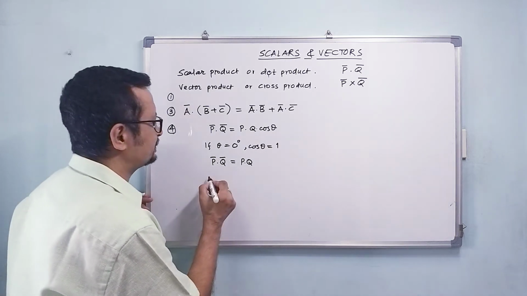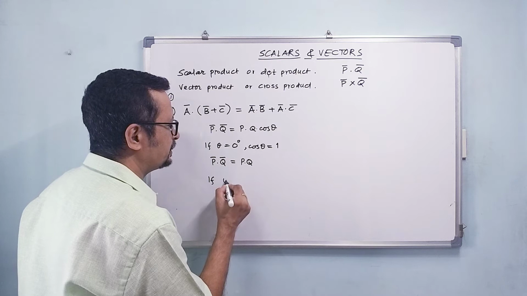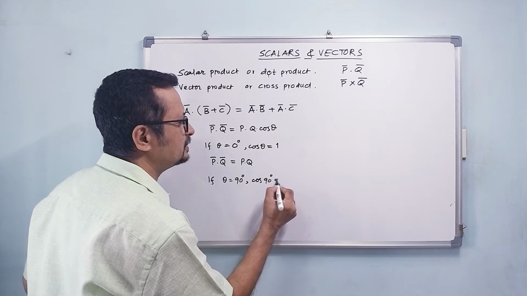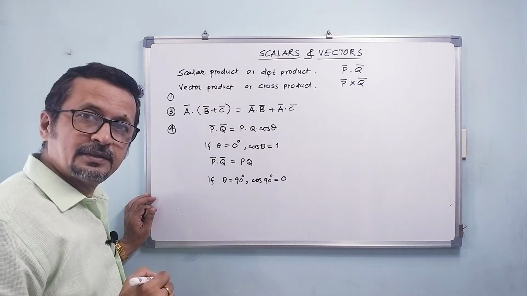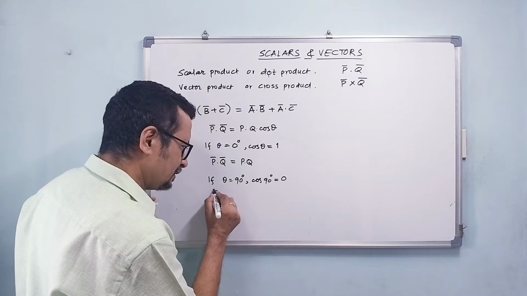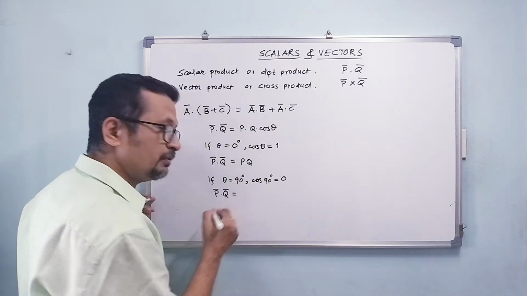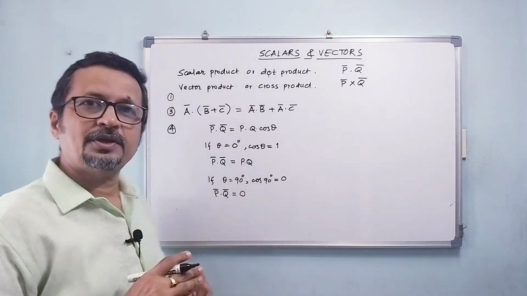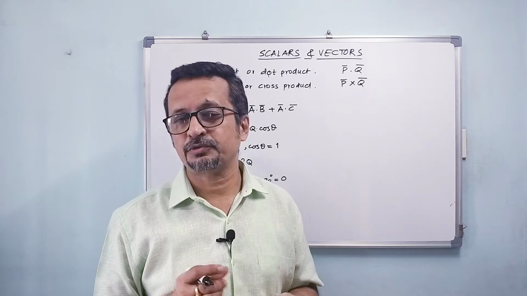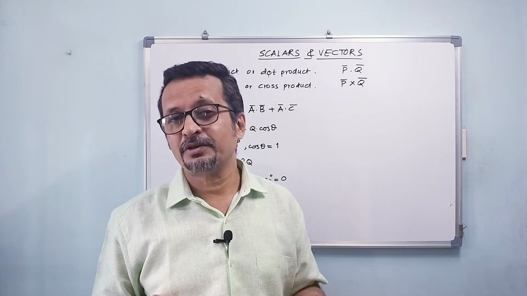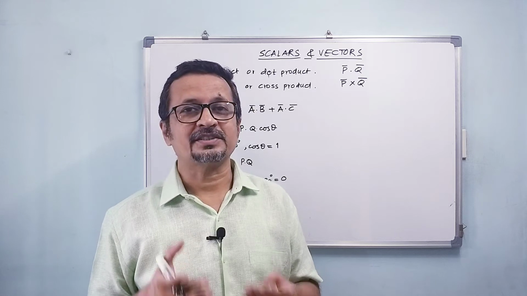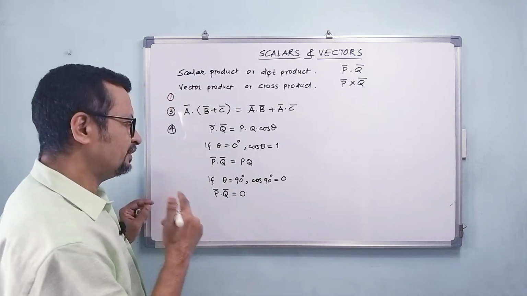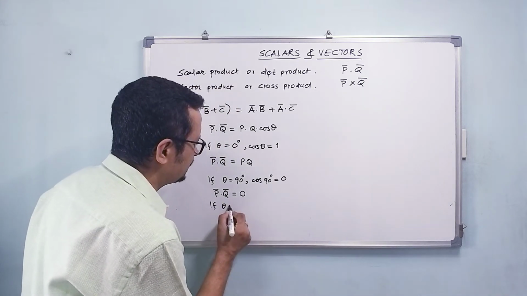But if theta is equal to 90 degrees, cos of 90 degrees is equal to 0. So P bar dot Q bar would be equal to 0. Irrespective of the individual magnitudes of the two vectors, if they act perpendicular to each other, then the scalar product of these two vectors would be equal to 0. Now what if my theta is equal to 180 degrees?